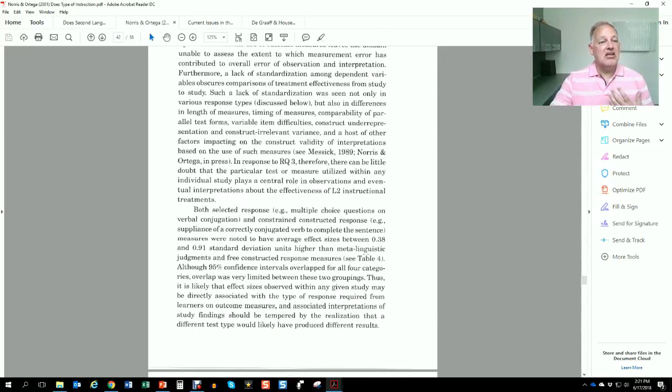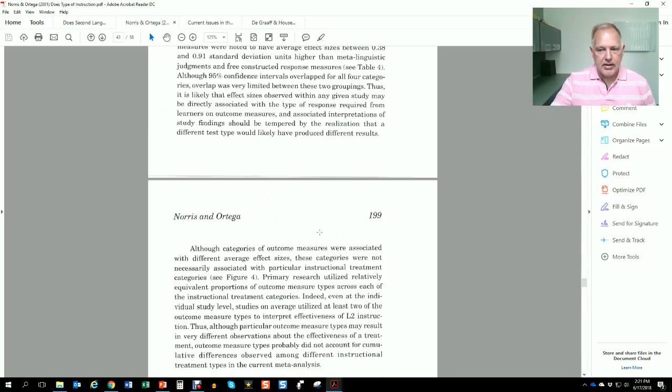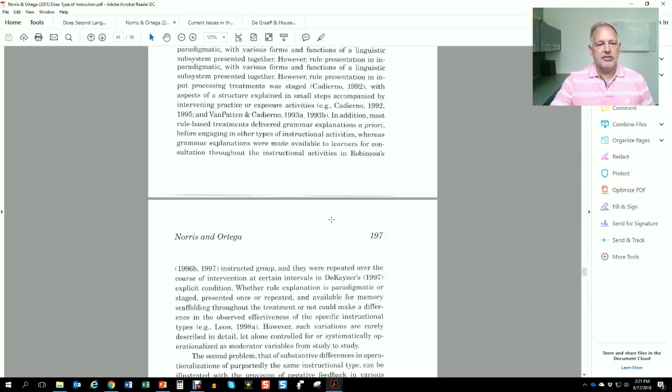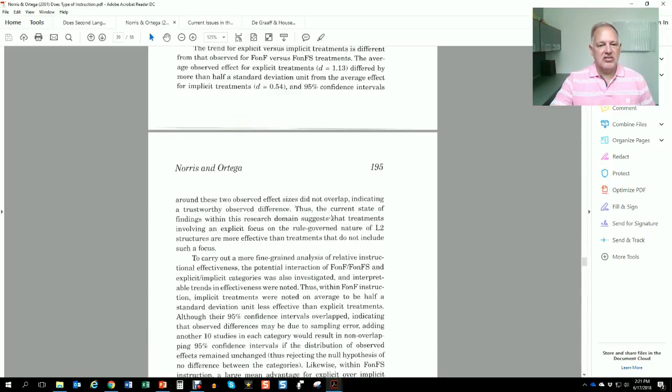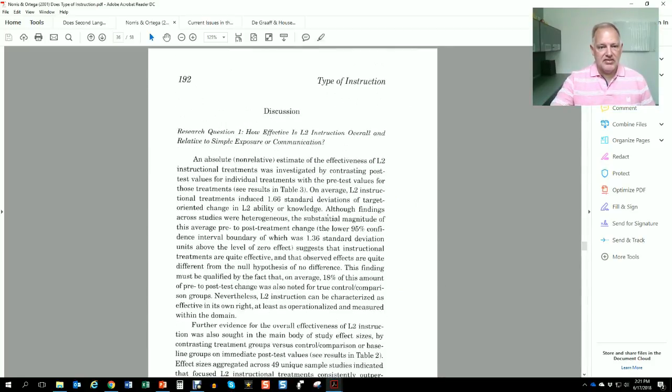I just am making the point, right, that this is something that researchers are very concerned about, right? What are those factors? So here where they're discussing their results, and they performed a meta-analysis. They looked at previous studies, categorized them, and studied their effect, right? So how effective is L2 instruction overall, right? That was their first research question, okay? Let's see.